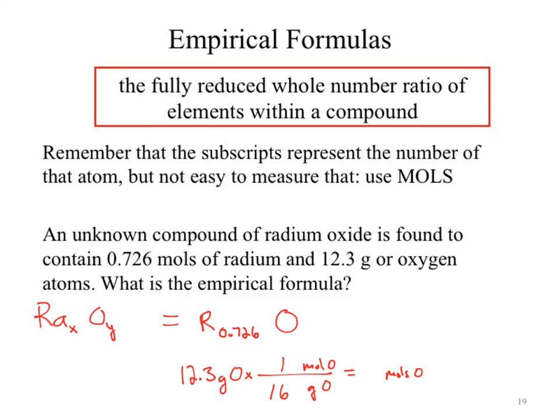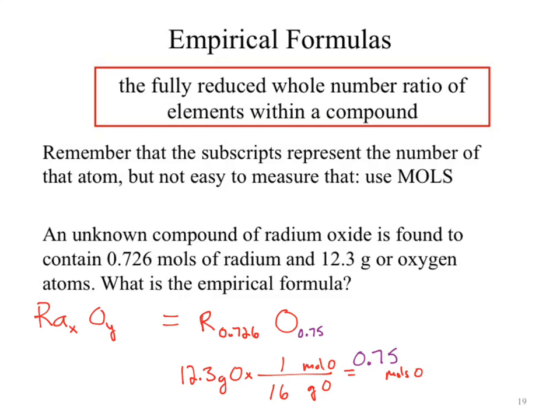I don't remember what it was. 0.75? That's what I wrote down last time. So, most reasonable, 0.75 moles of oxygen. So what can we now do with that information? Put it into the formula. Cool, so we now have a formula for this unknown compound.